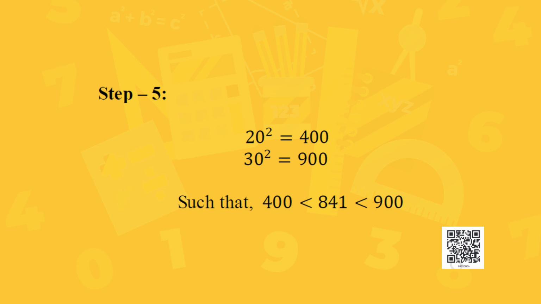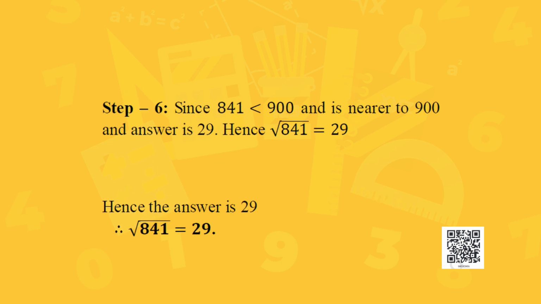So when we add zeros, it becomes 20 and 30, and then take their squares. Therefore, we have got 400 and 900. So our given number 841 lies between 400 and 900. In step 6, we observe which of the above two numbers the given number is near to. In this case, 841 is near to 900, that is, it is near to the right side number. So this concludes that the required unit digit in the answer must be 9. So therefore the answer is 29.